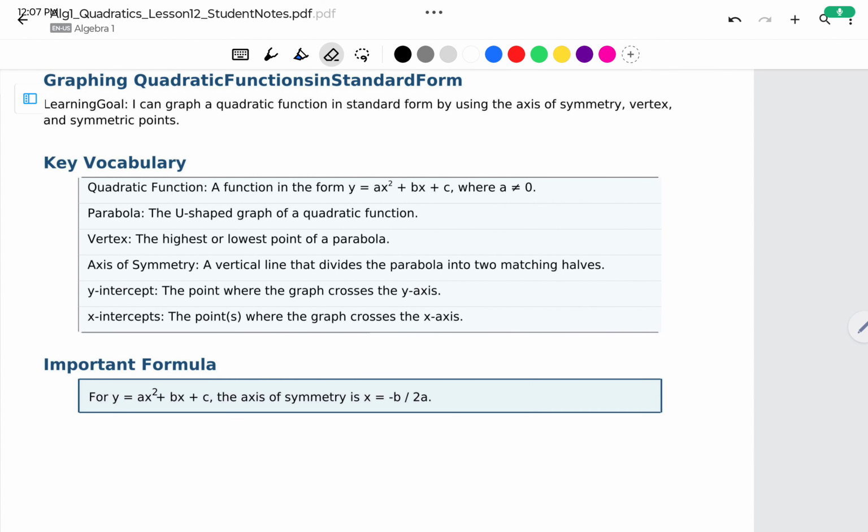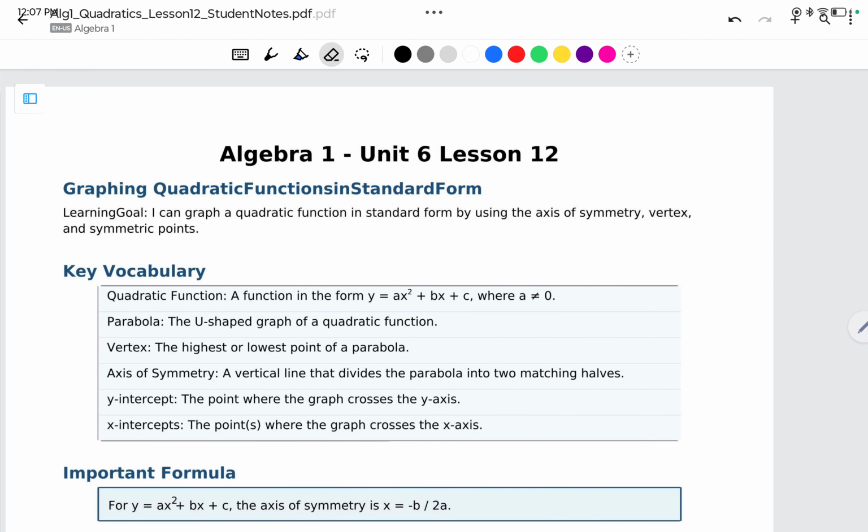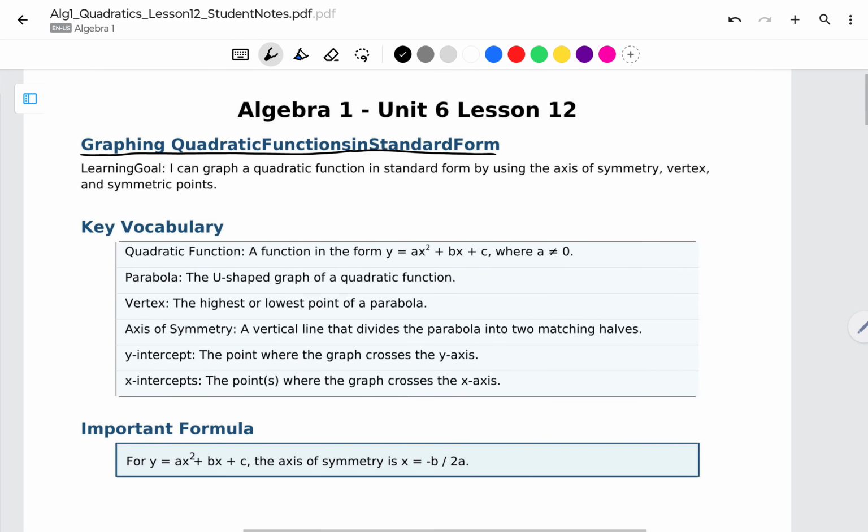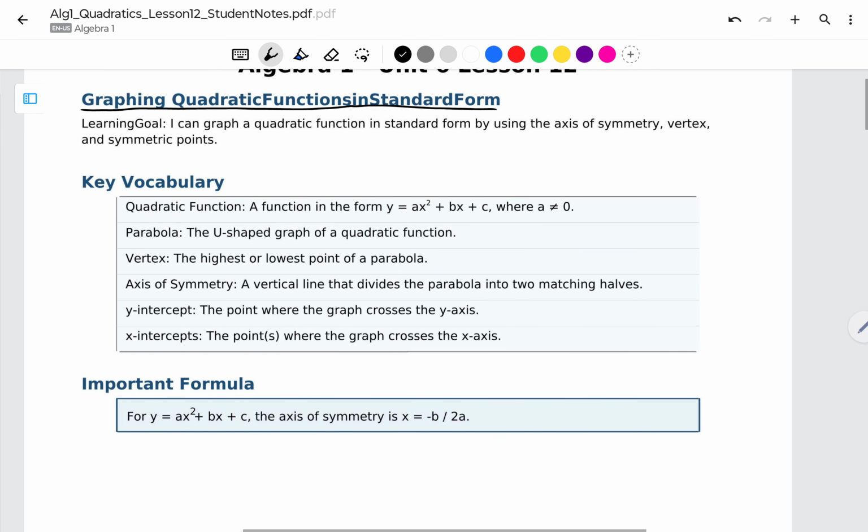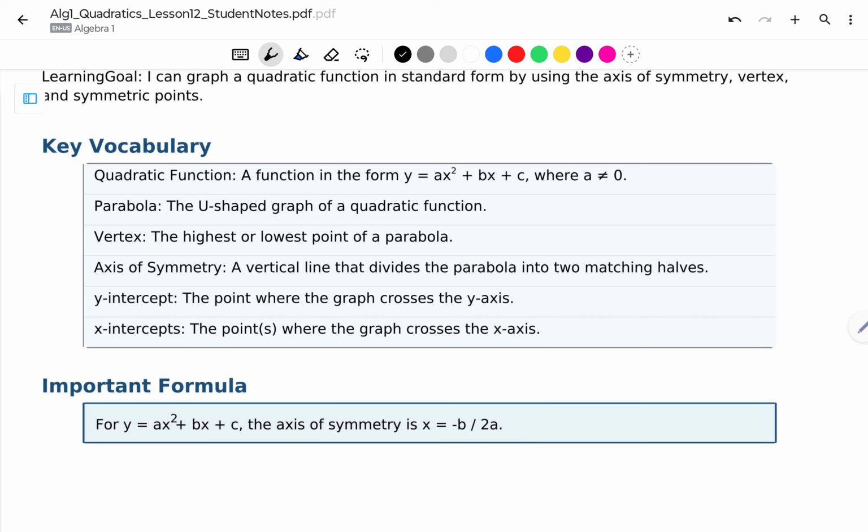Okay. Let's go over this part of this worksheet that we did in class. We are focusing on graphing quadratic functions in standard form. The goal: I can graph a quadratic function in standard form by using the axis of symmetry, vertex, and symmetric points. There's some key vocabulary words here.